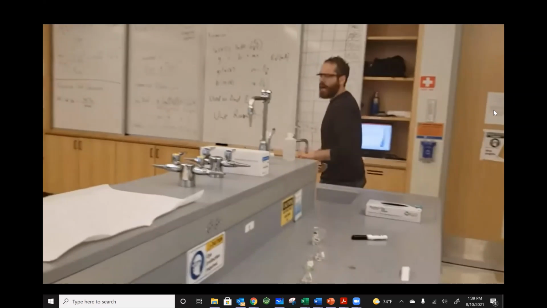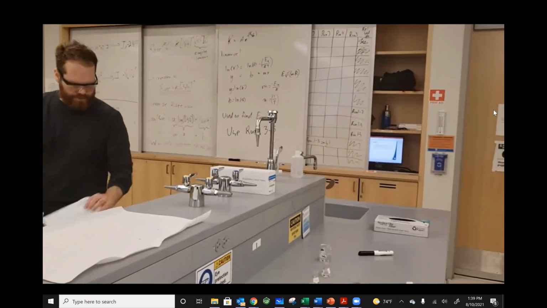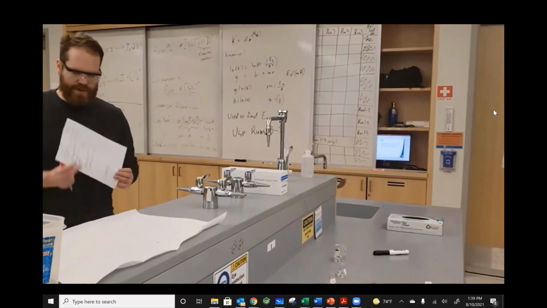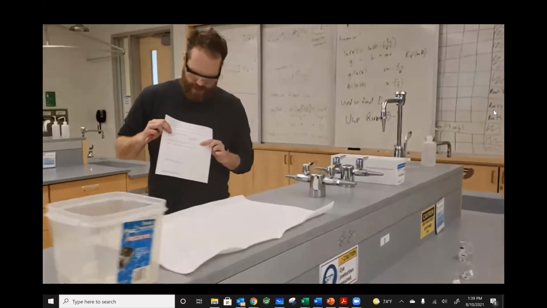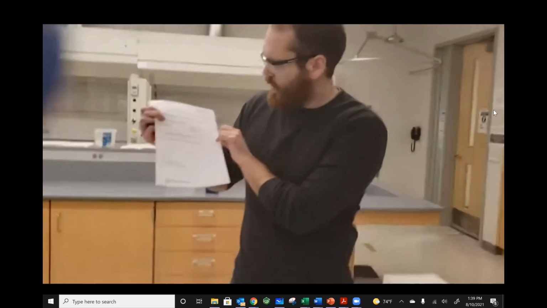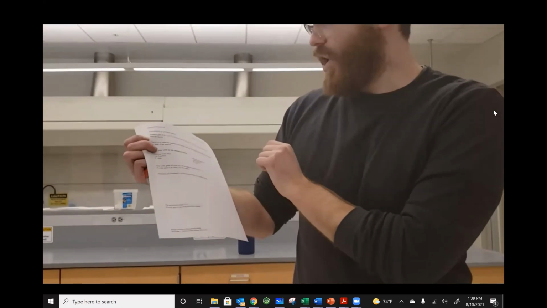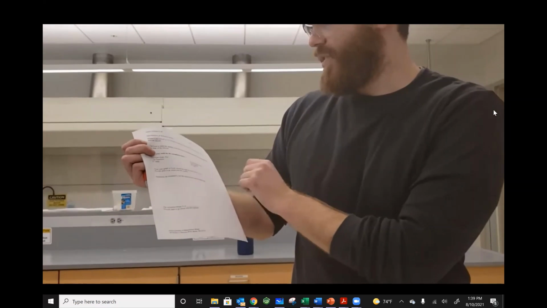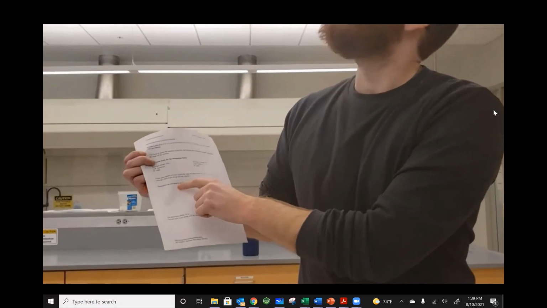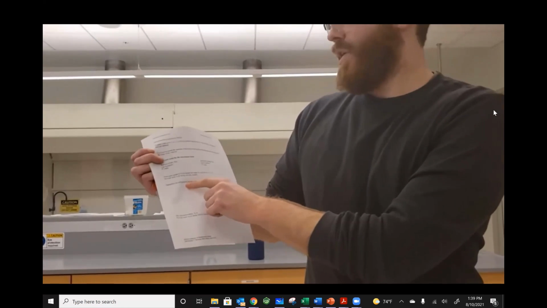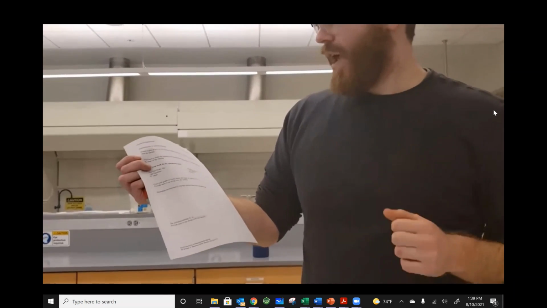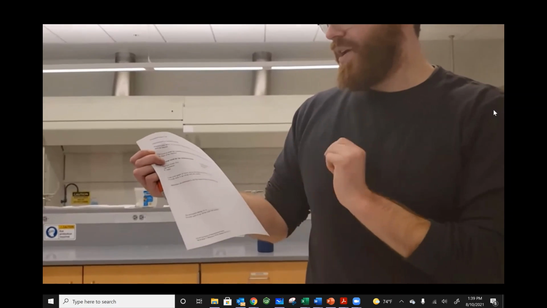I'm going to go over the discussion questions really quickly to make sure that nothing catches you by surprise. You need to fill out all of this information. You need to include the slope of your Arrhenius plot, and determine the activation energy of your reaction using your linearized Arrhenius plot.